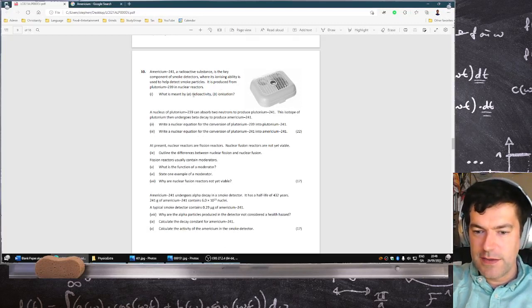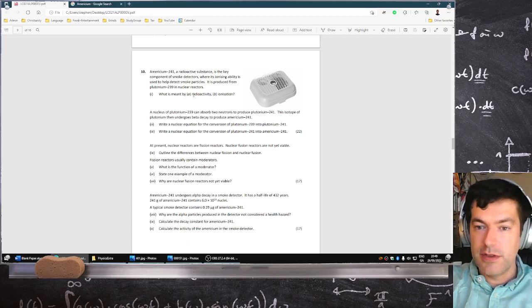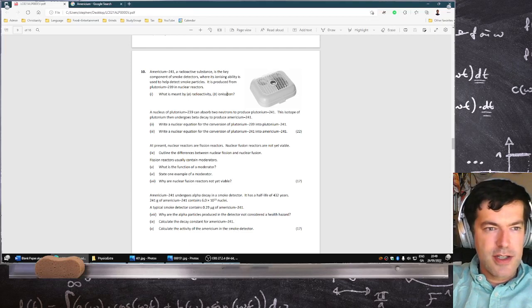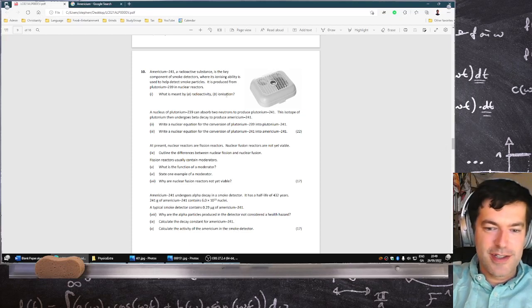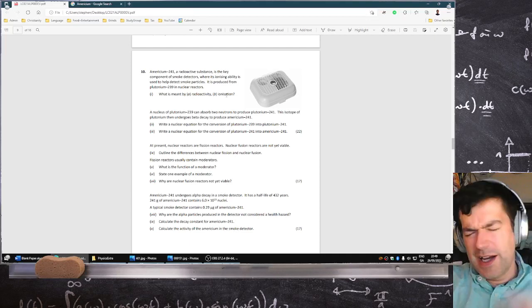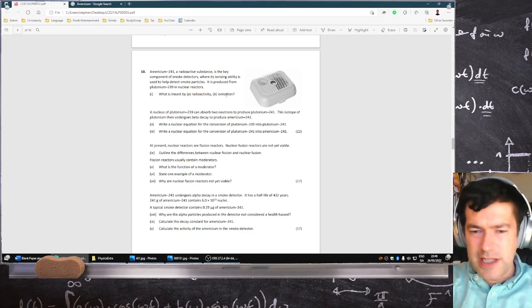What's meant by radioactivity? Radioactivity is the spontaneous disintegration of unstable nuclei. And what's ionization? Ionization is the process by which an electron gains energy and is freed from the orbit of a nucleus, thus causing the nucleus to become positively charged. And it could just be a molecule as well. These are just book definitions.